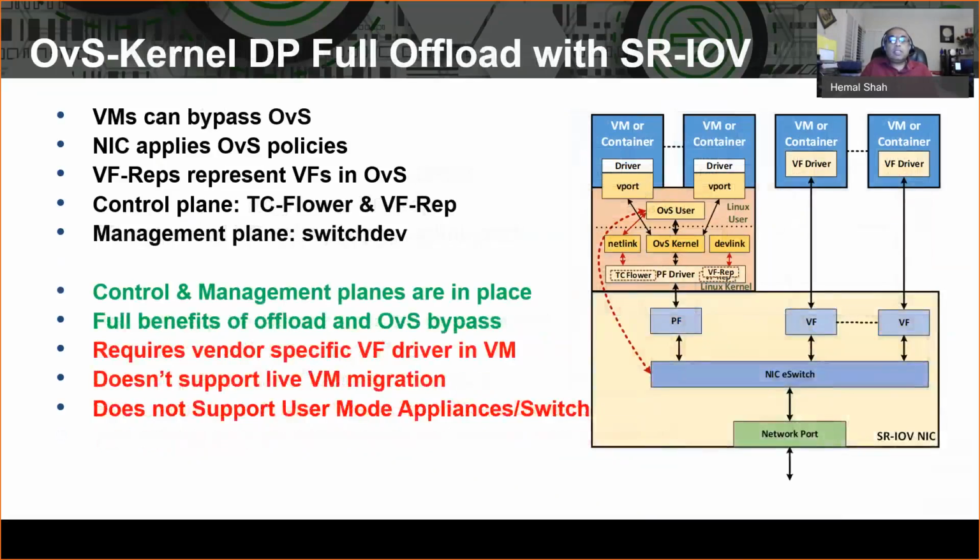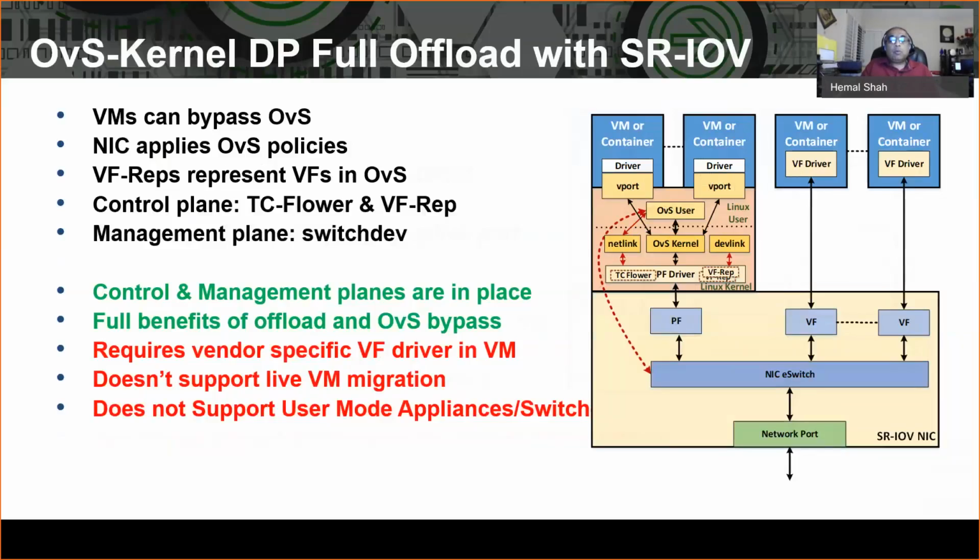Next one, this is probably the oldest offload model that has existed. It started with OvS kernel TC flower base and the VF representation and use of switchdev framework for management plane. This model works with SR-IOV where VMs are directly attached to a VF, and they have a VF driver, a vendor specific driver, running inside the VM. In this model, the flows are still learned by the OVS, and once those flows are learned, they're offloaded in their full form from match and action processing standpoint to the NIC. And from that point onward, VM traffic directly flows through the NIC and flow processing is applied by the NIC.